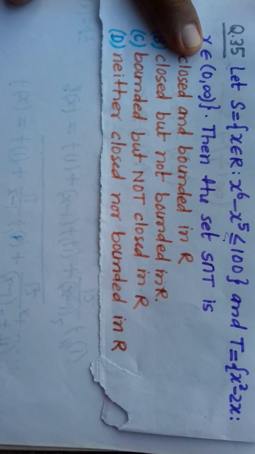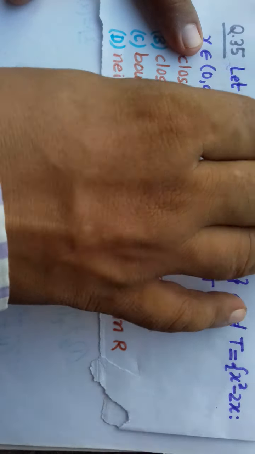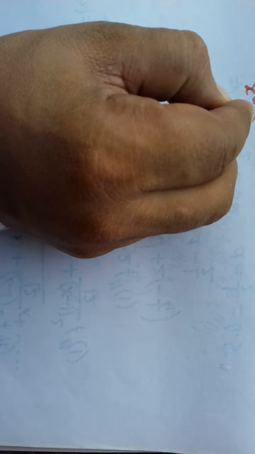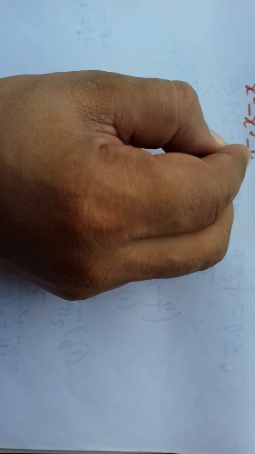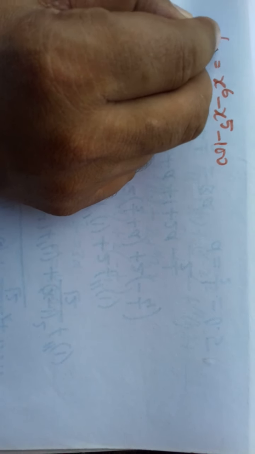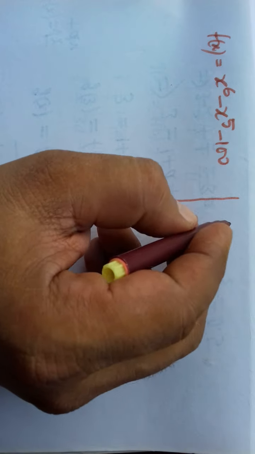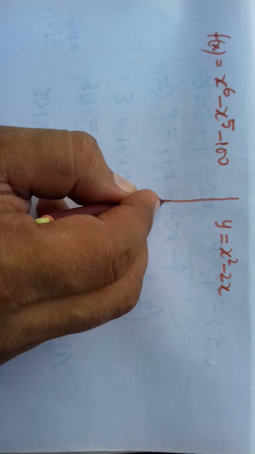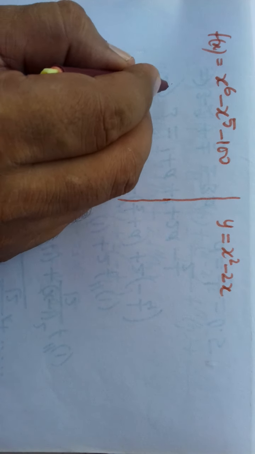Here is our question. The question is about two sets and their intersection. Let us take x to the power 6 minus x to the power 5 minus 100 as f(x), and the other function x square minus 2x. Let us draw the graphs of these two functions.